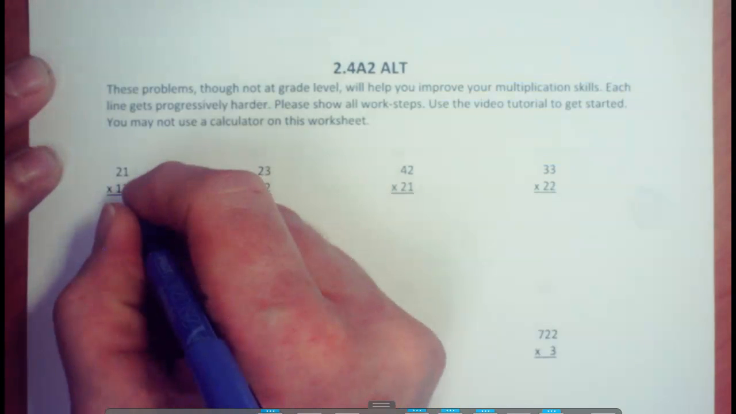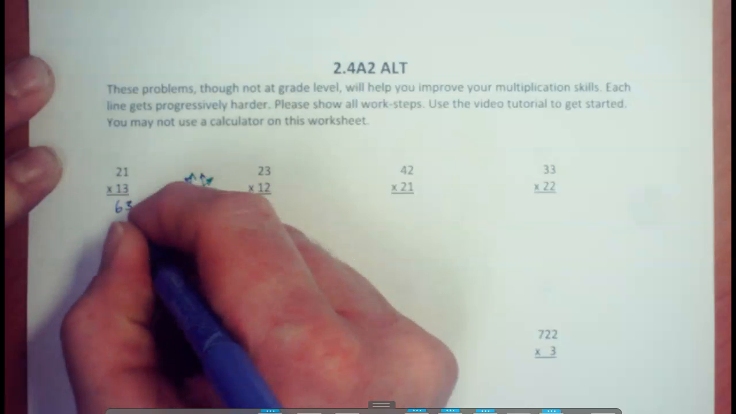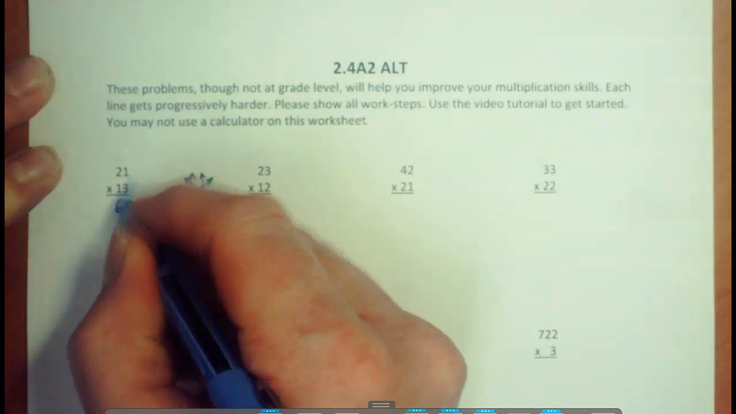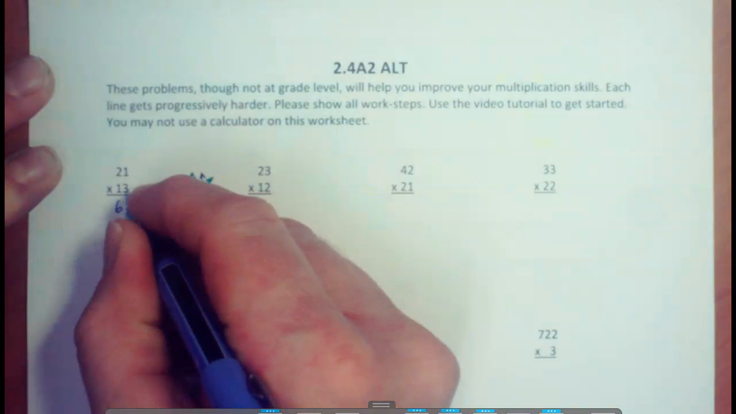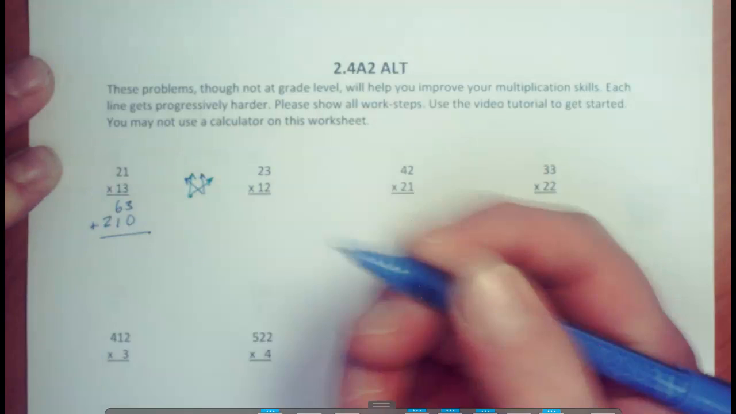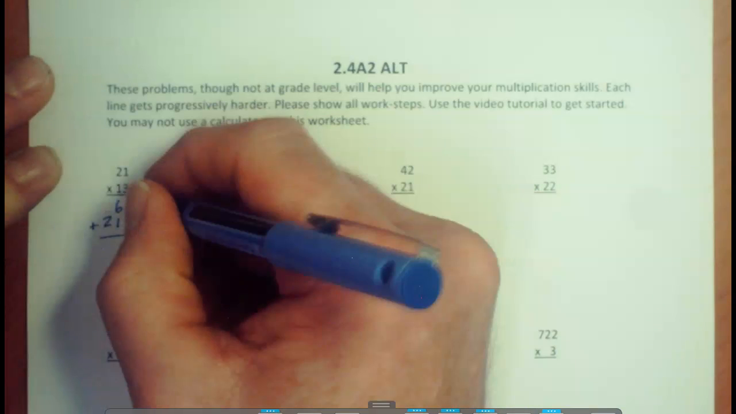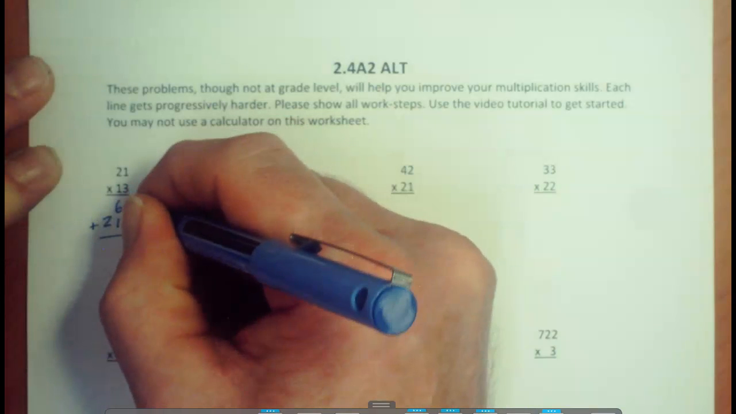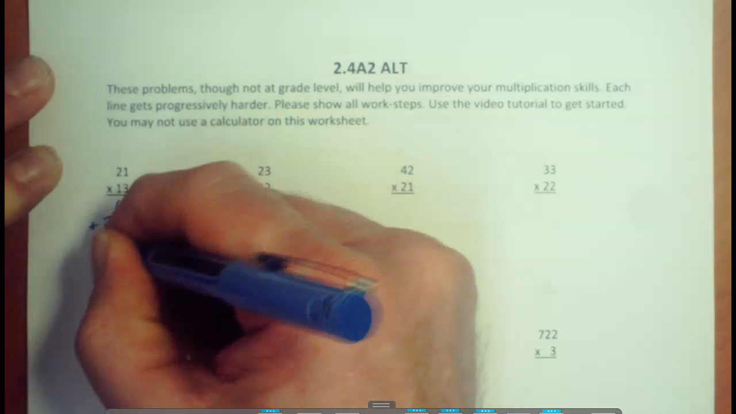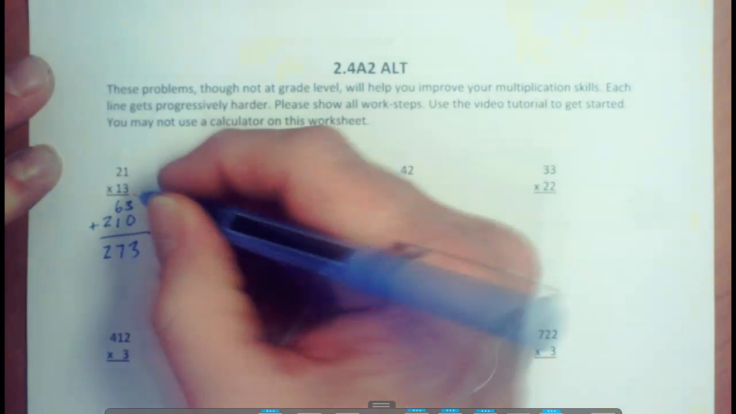Okay, so let's go. 3 times 1 is 3. 3 times 2 is 6. Now we're going to put a 0 down because we'll be multiplying from this tens column. 1 times 1 is 1. 1 times 2 is 2. Did you notice how I lined up the columns here? Now we're just going to add those two numbers together. We are going to do 3 plus 0 is 3, 6 plus 1 is 7, and 2 plus 0 is 2. 273.